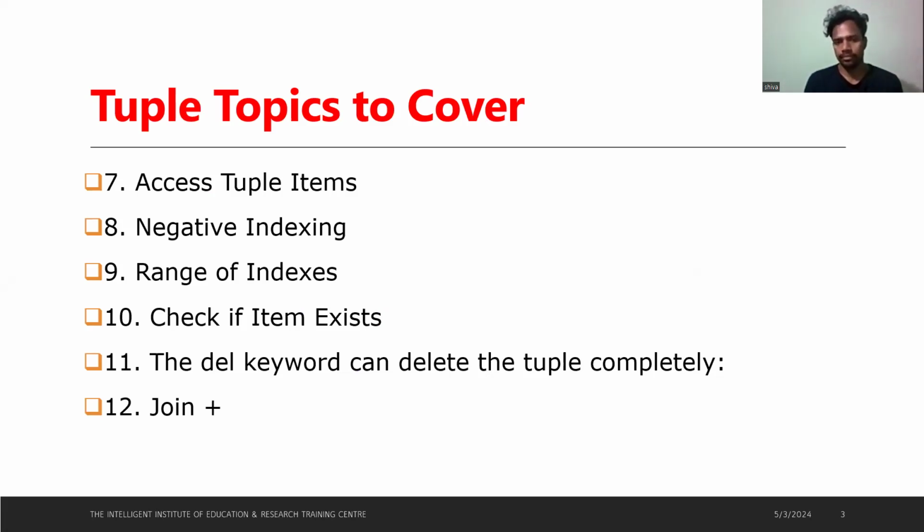Accessing also includes forward access and backward access. And next, range, from where to where we have to access. Next I will explain how to search for an element in a tuple, whether it exists or not, and how to use the delete command. And very simply, if two tuples are there, how we can add them.